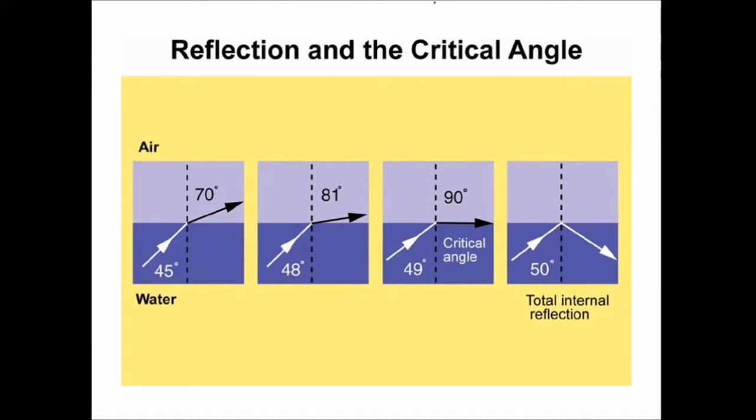This is reflection and the critical angle. Now at one point refraction is not possible, meaning the difference of refractive index becomes so large that the ray has to reflect, meaning total internal reflection takes place. This is the angle beyond which there is no refraction, only reflection. This is called the critical angle.